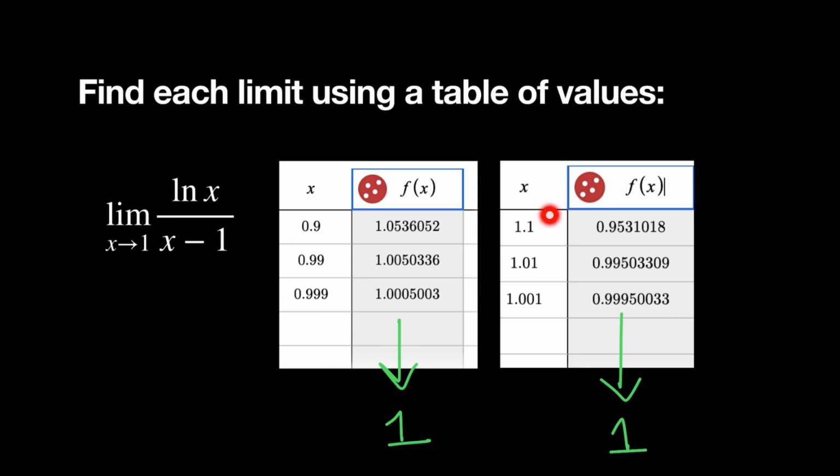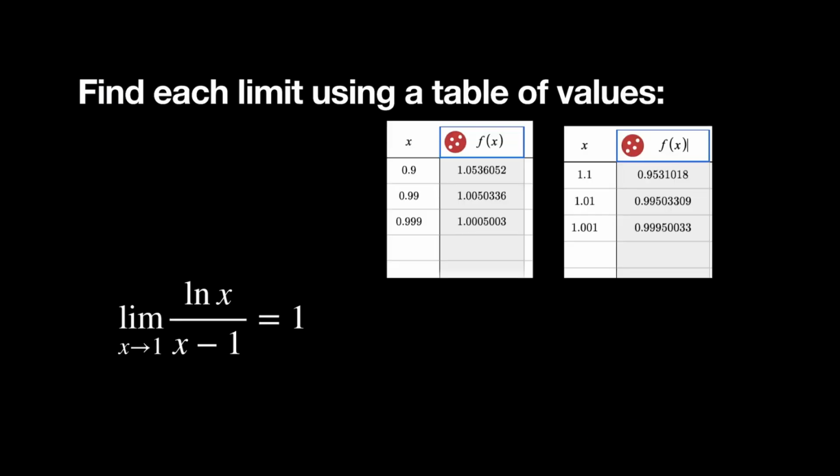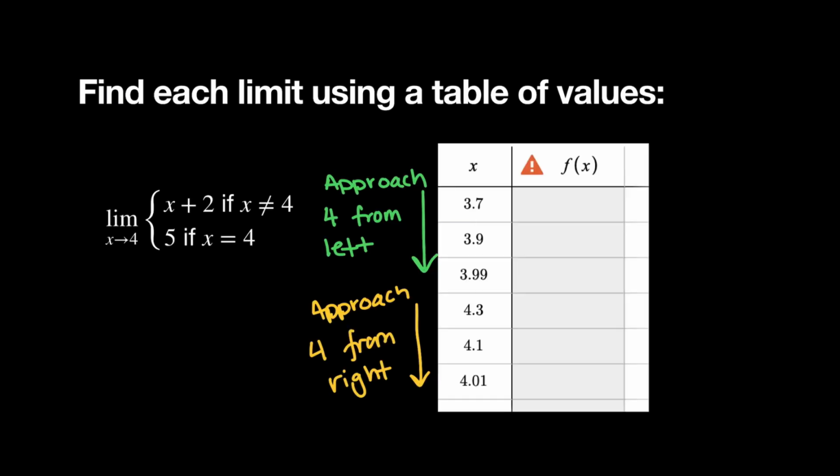And then if I look at what happens on the right side, my y values are also approaching 1 on the right side. 0.999 is pretty close to 1. So this means my right-hand limit is also 1. Because we're approaching 1 from both the left and the right, that means this limit, this two-sided limit, is equal to 1. All right, let's take a look at another example.